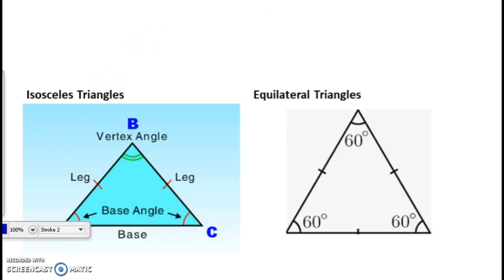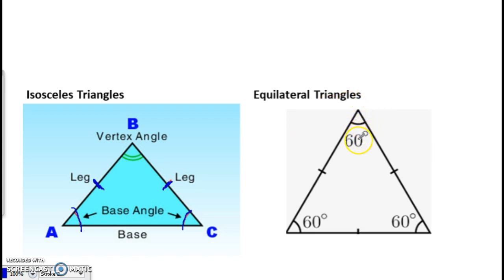Alright, so here's what you need to know to be successful on this quiz. Isosceles triangles have two equal sides, so their two legs are equal length. That also means that their two base angles are the same. So in an isosceles triangle, you're going to have two congruent base angles and two congruent legs.